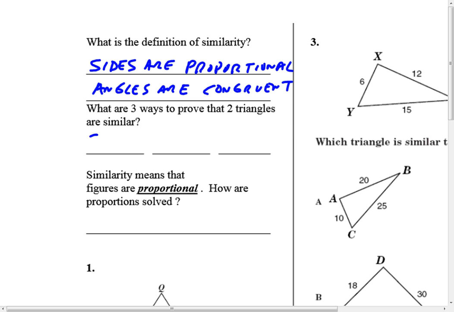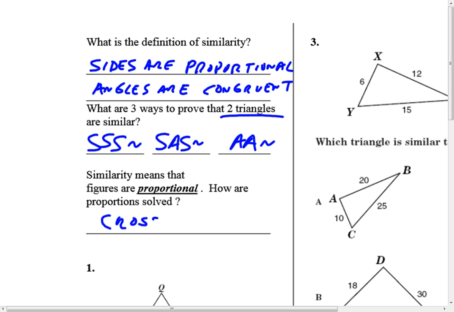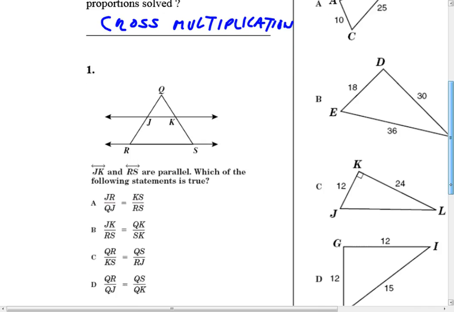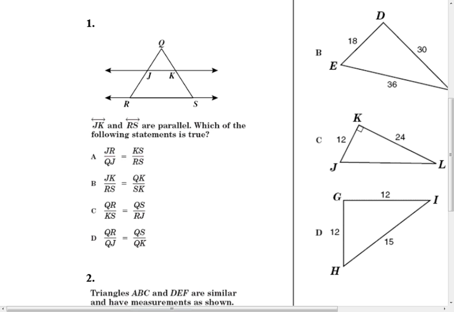We just talked about a little bit earlier that these are the three ways to prove triangles similar. Similarity means that figures are proportional. How are proportions solved? We do a little cross multiplication. That's all that is asking for. If I write something down, make sure that you write it down.